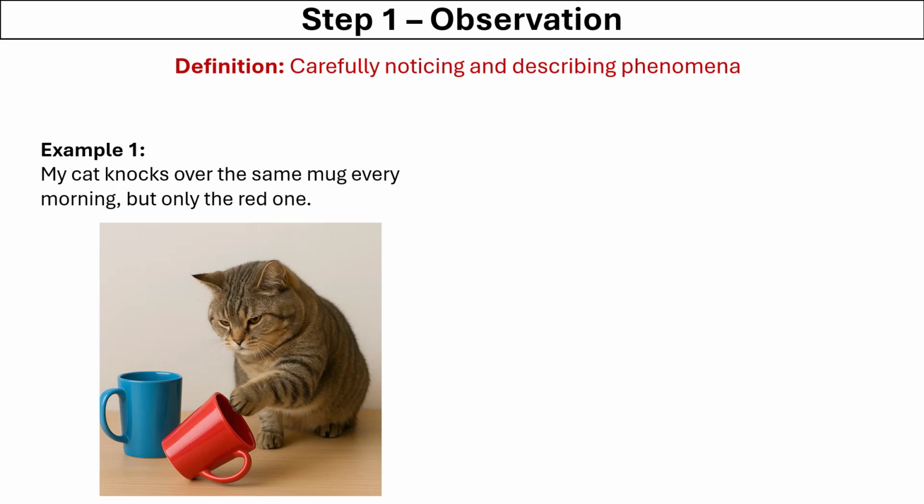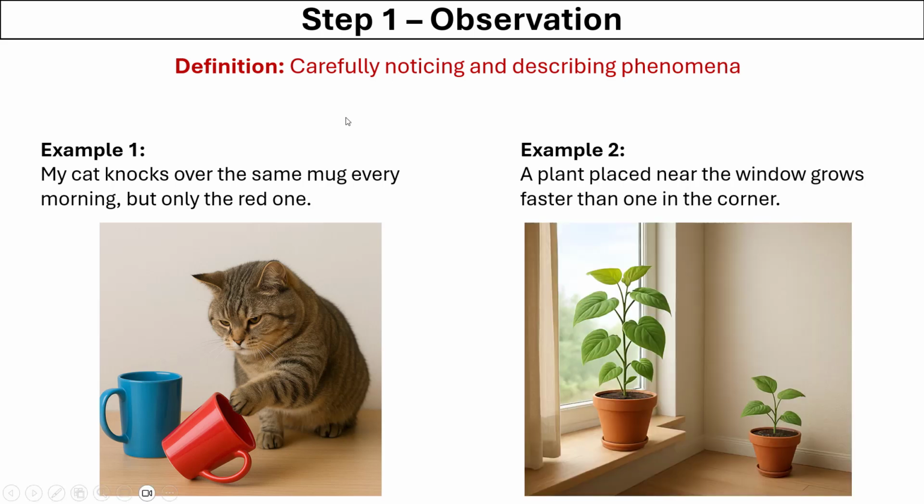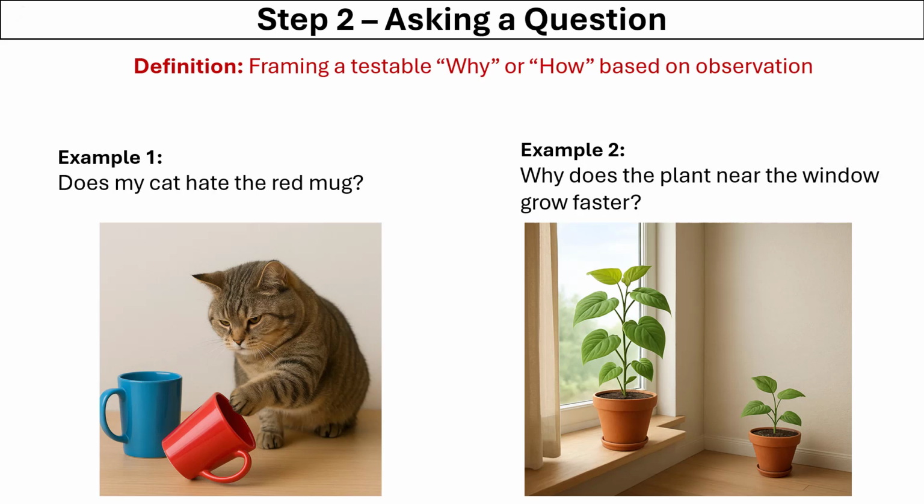So the first step is observation. For example, you see that your cat knocks over the same mug every time, the red mug. So that's your observation. Or a more scientific observation would be that you have two plants, and the plant that is closer to the window is growing faster than the plant that is at the corner of your room.